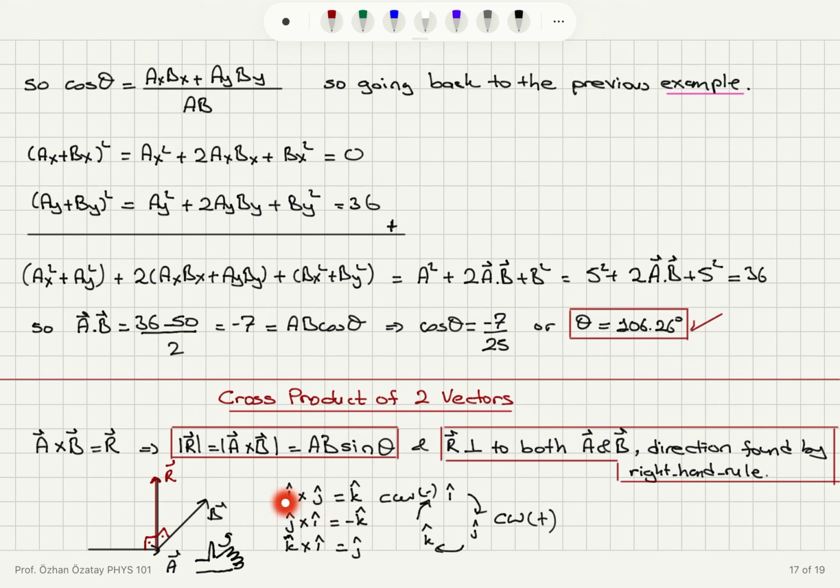Why? Because the magnitude of i hat multiplied with the magnitude of j hat, 1 times 1, gives us 1. Sine of the angle between them, sine 90, gives us 1. So it's going to be another vector with magnitude 1. So it will be a unit vector.